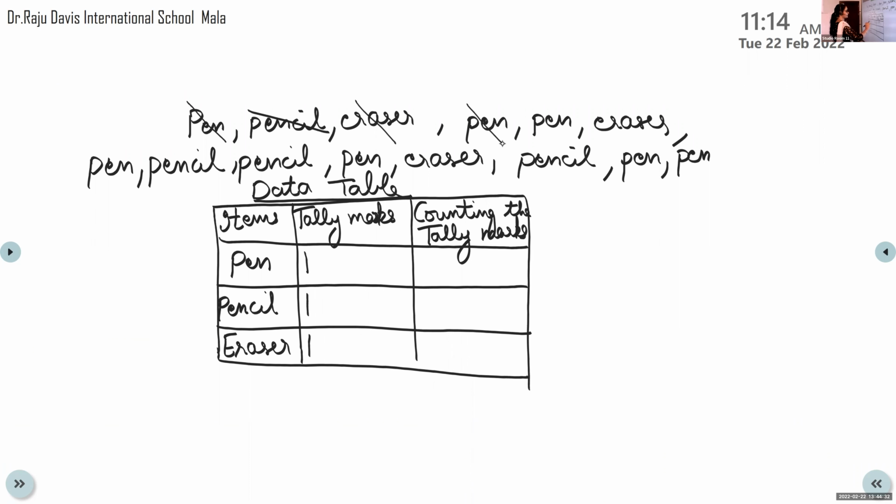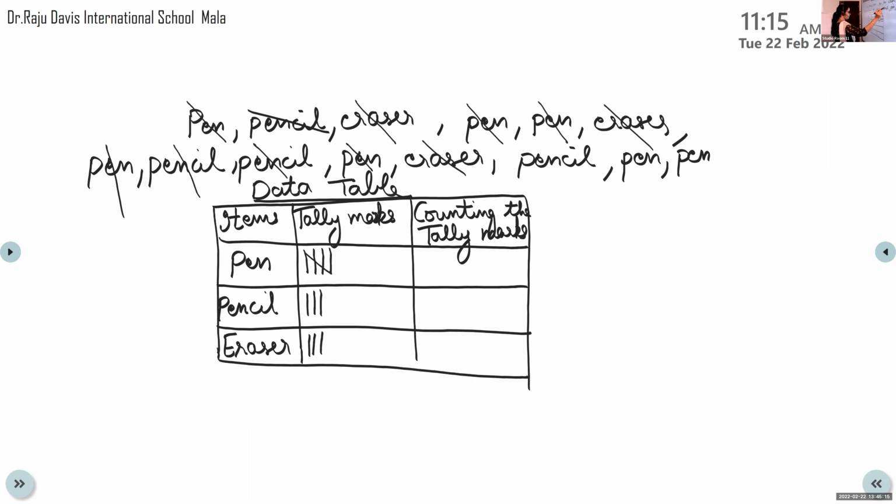Then again pen. One more line. Again pen. One more line. Third. Then eraser. Put a line over here. The next one is again pen. So it's the fourth line. Then pencil. Draw a line over here. Next is again pencil. Draw a line here. Next one is pen. This is the fifth time the pen is coming, isn't it? When you get the fifth one, you have to draw a slanting line from the top corner to the bottom. You have to just cross it. Okay. So it's over. Now eraser, third one.